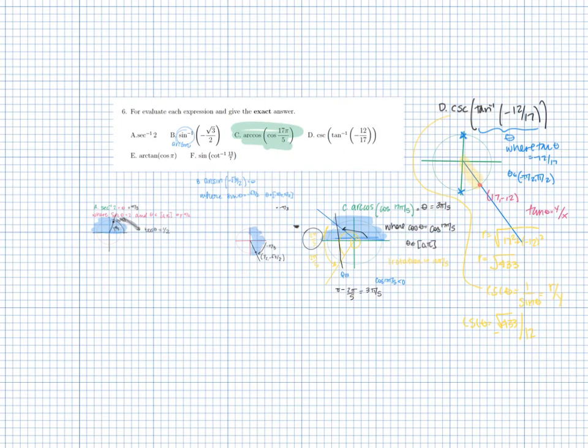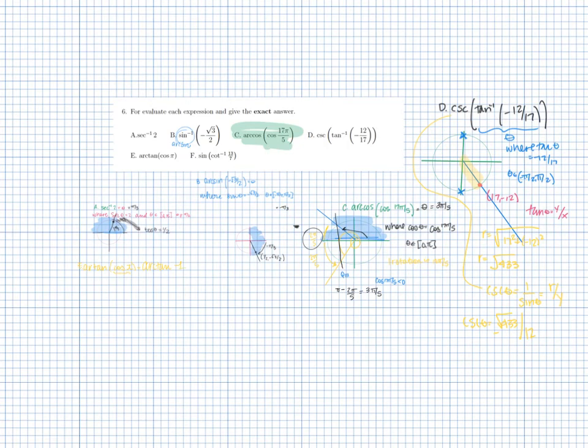So let's go back and see where we are here. Now we need to solve E, the arctangent of the cosine of pi. So we can do that down here. E is the arctangent of the cosine of pi. For this one, our regular function is actually the first one here. So we can simplify this to the arctangent of negative 1, because that's what the cosine of pi is.